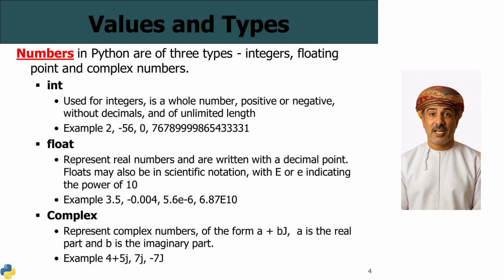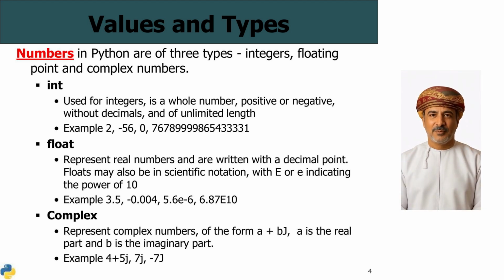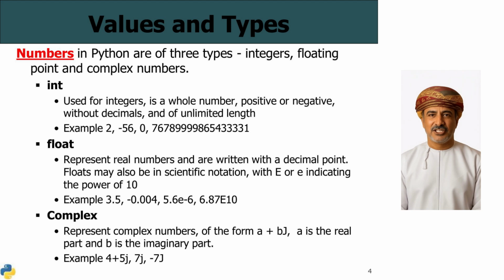Python numbers include integers, floats, and complex numbers. Integers are whole numbers like 2 or -56. Floats have decimals, such as 3.5 or 5.6 times 10 to the -6th. Complex numbers, like 4 plus 5j, consist of a real part and an imaginary part. Each type serves distinct purposes in programming.